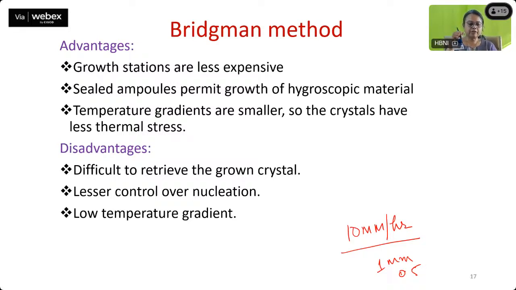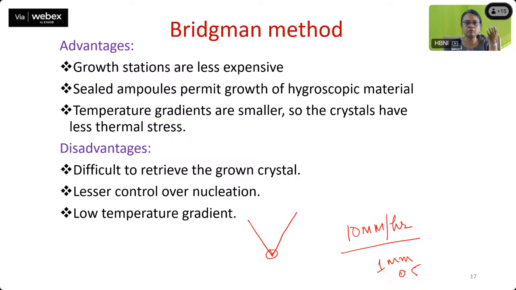But what are the disadvantages? It is difficult to retrieve the grown crystal because there is a crucible. The crystal is growing within the crucible, and there is less control over nucleation because nucleation is happening only at the tip. You are not able to control it, and it can happen that multiple nucleations occur.